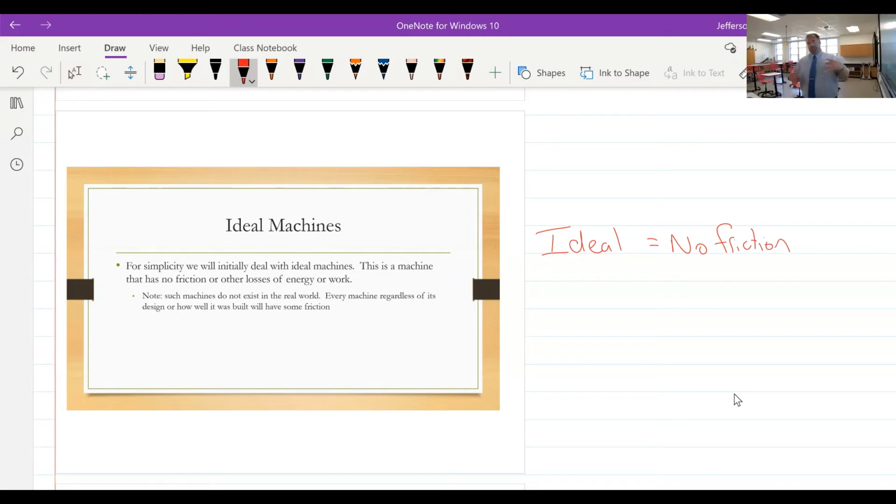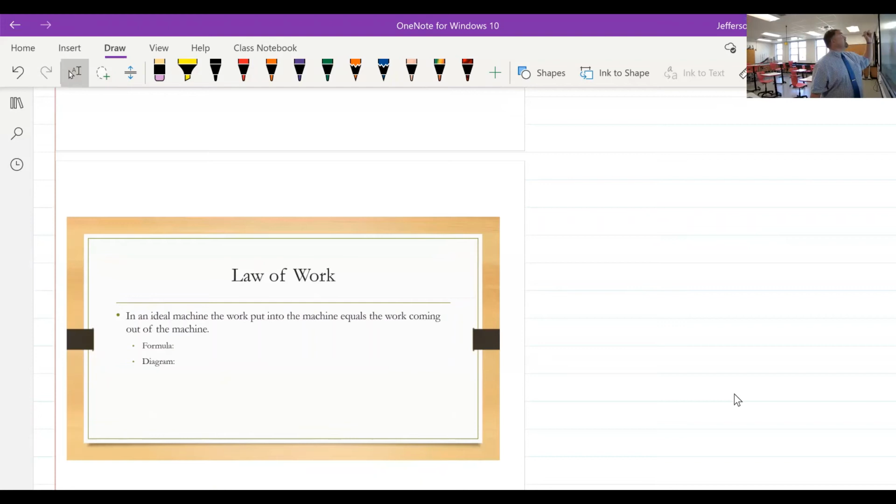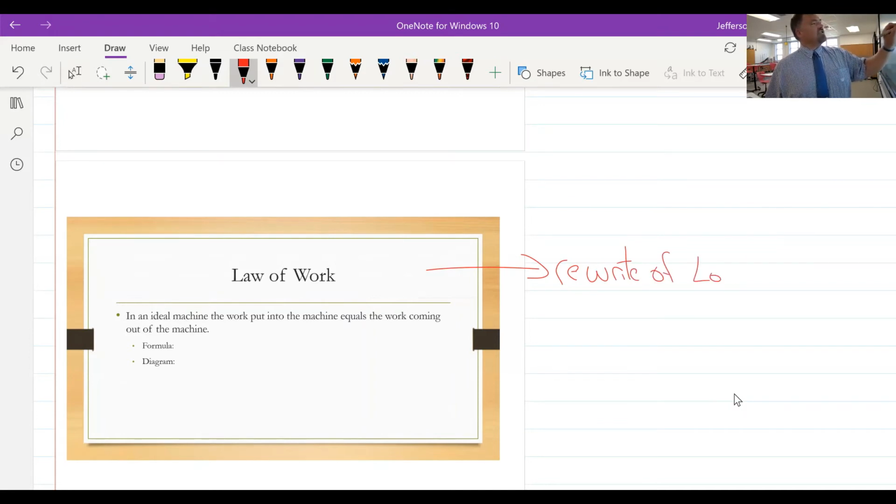Okay? Now, again, you can see the note on here. These things do not exist in the real world. But it goes back to we'll always start with the simplest case and work to the more complex. Now, the law of work states, okay, and this is basically just a rewrite of the law of conservation of energy. Okay, remember that work is energy, the energy is the ability to do work.